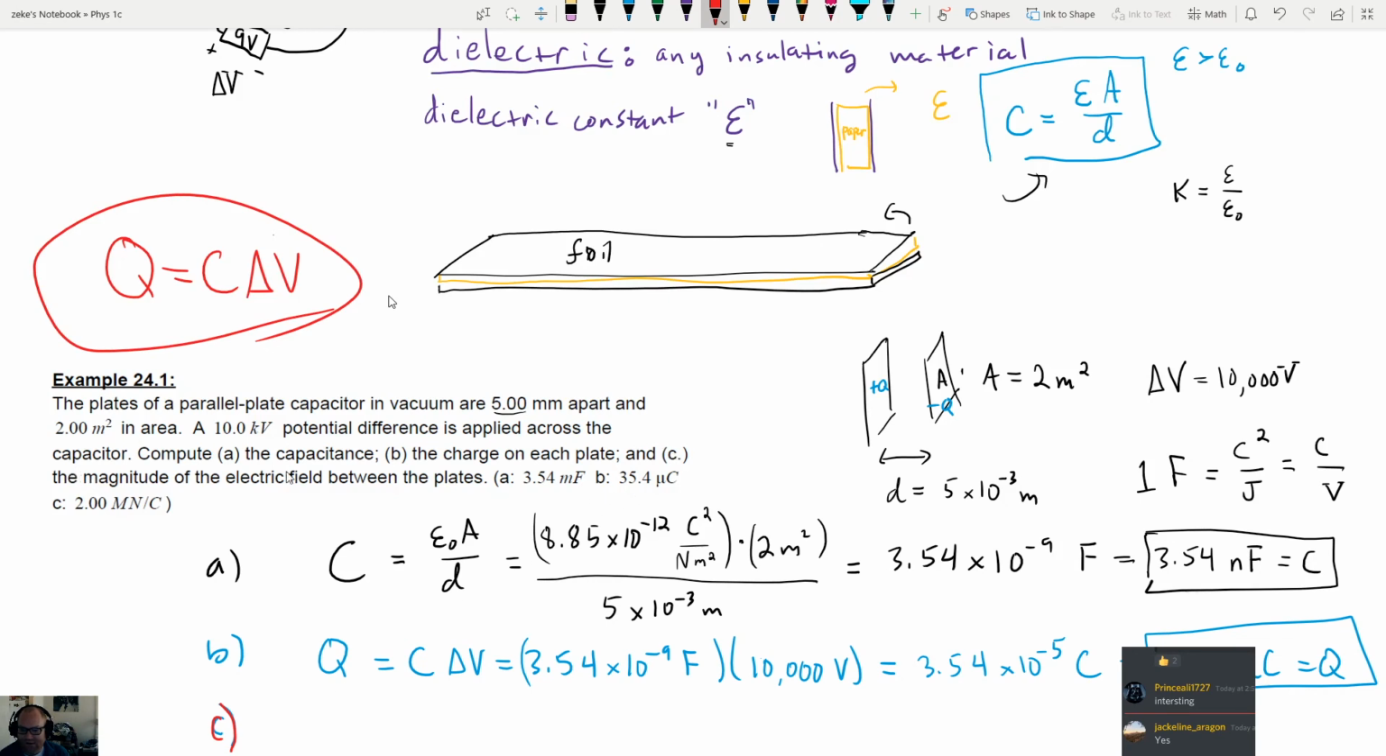Part C, the magnitude of the electric field between the plates. Oh, look, all the answers are here too. I forgot about that. That must be supposed to be an N, I think, right there. Should be nanofarads. I think I remember making that typo.